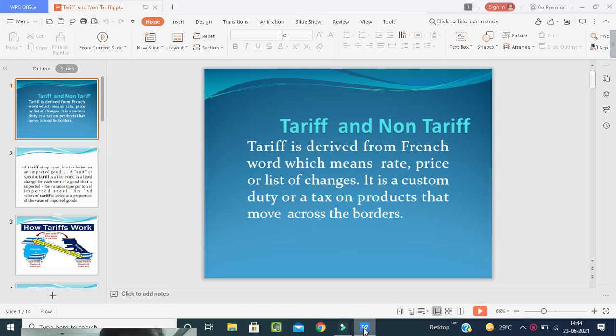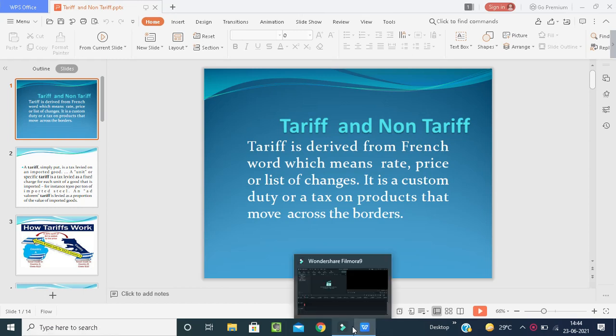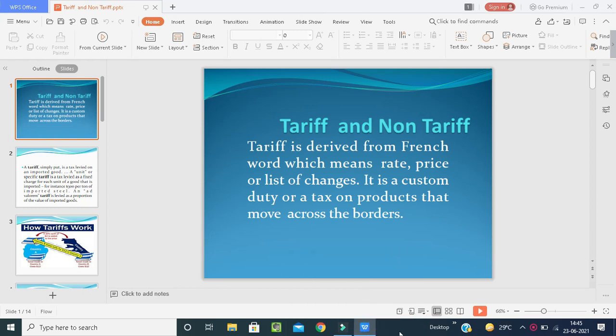That is International Business. Today we are going to complete a very big topic, that is tariffs, trade tariffs and non-tariffs. A tariff is derived from a French word which means rate or price at list of exchanges. In simple terms, I want to say that it's a duty. It's a customs duty or a tax on products that move across the borders, where the goods are going around or across the globe.